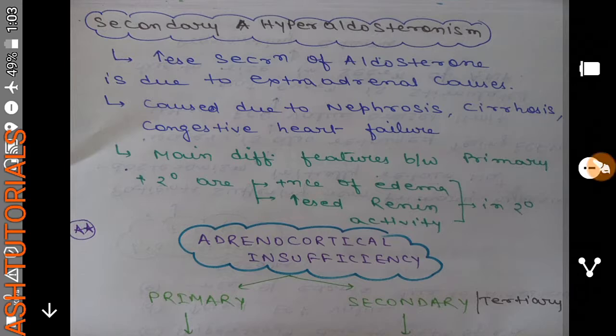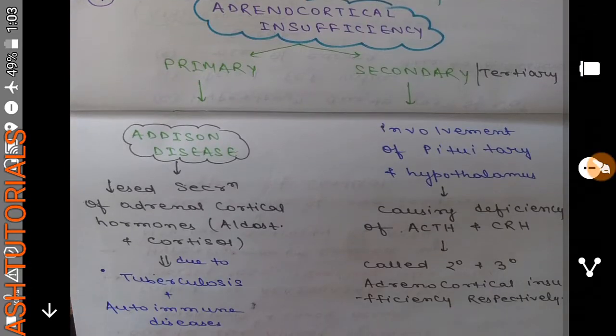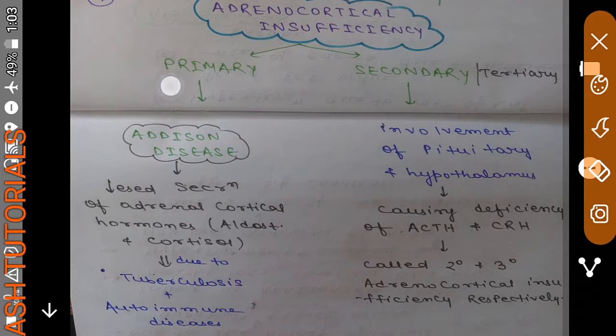Now we are moving to adrenocortical insufficiency. Basically there are two types of adrenocortical insufficiency, primary and secondary, and there will also be tertiary. Basically three types: primary, secondary and tertiary. See here, primary adrenocortical insufficiency is called Addison's disease.